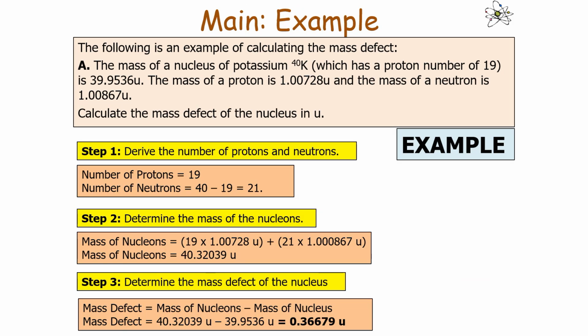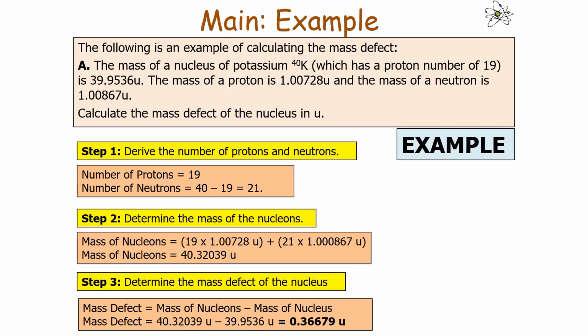So let's have a look at an example of calculating the mass defect. The mass of a nucleus of potassium-40 (40 K) with a proton number of 19 is 39.9536 U, and the mass of a proton is 1.00728 U, and the mass of a neutron is 1.00867 U. Calculate the mass defect of the nucleus in U.